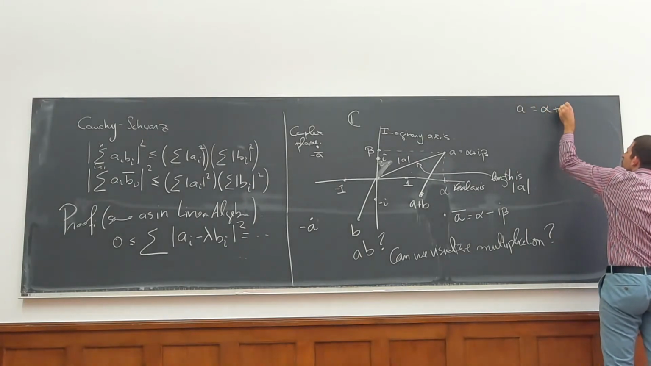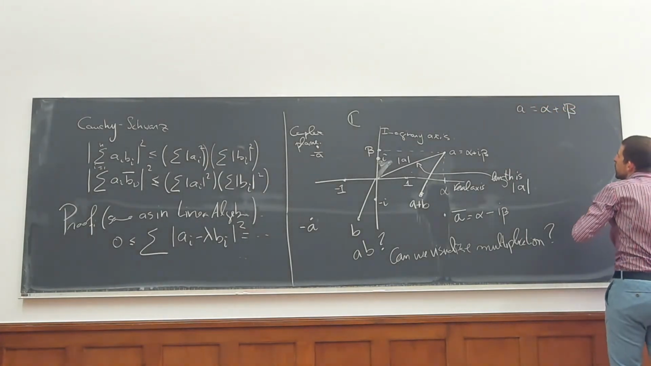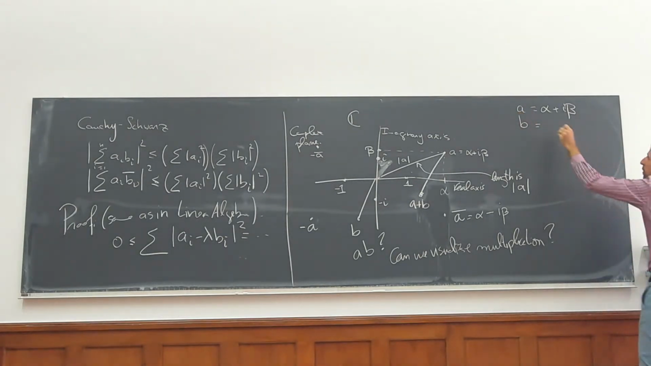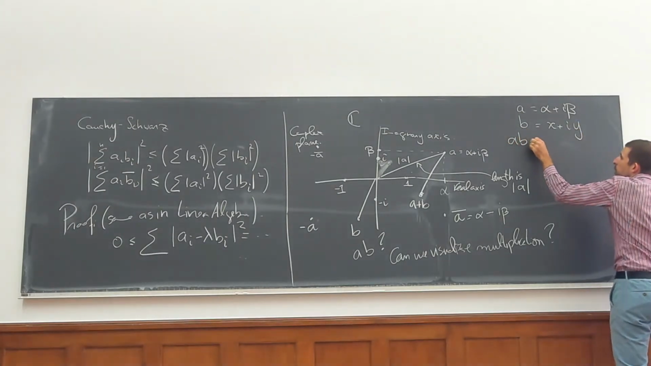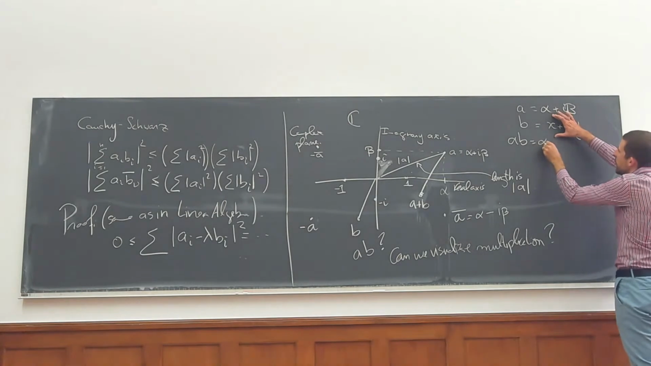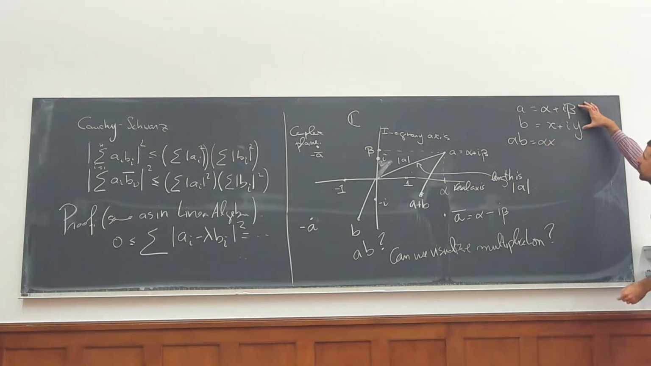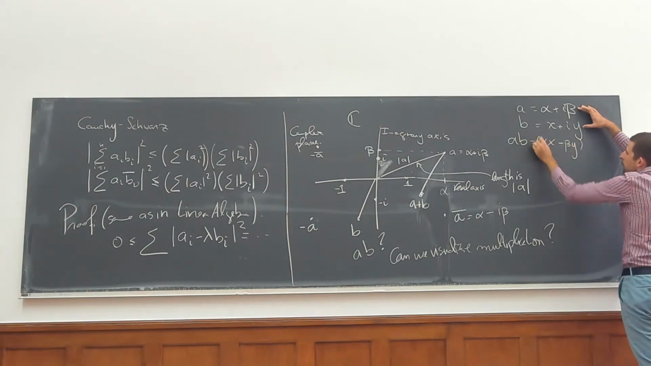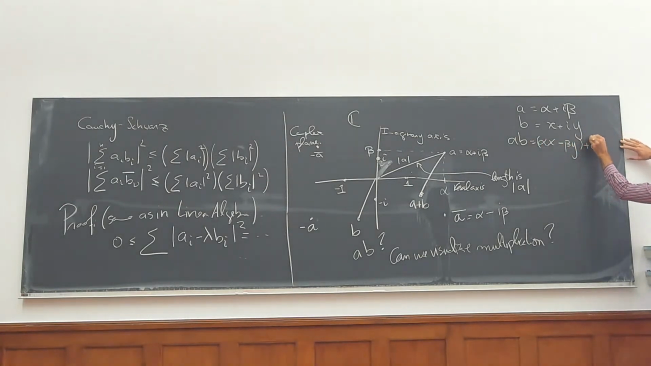If I have A equals alpha plus i beta, and B equals X plus iY, right? What was AB? AB is alpha times X, then these terms also become real, minus beta Y, plus i times the product of alpha Y plus beta X.